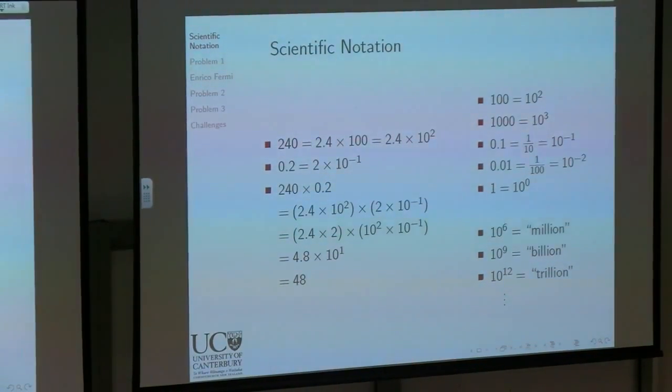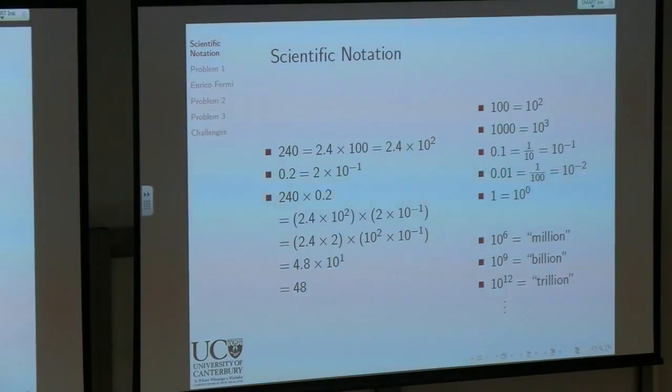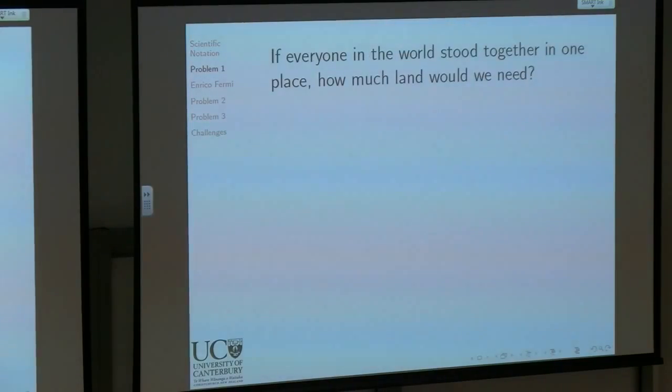So that's one of the powers of scientific notation, and it's one of the main things that we'll be using as we go through the session today. Okay, so let's actually start working on some practical problems. So here's our first problem.